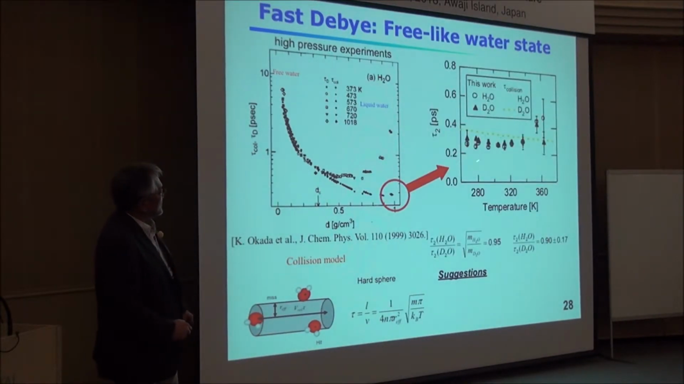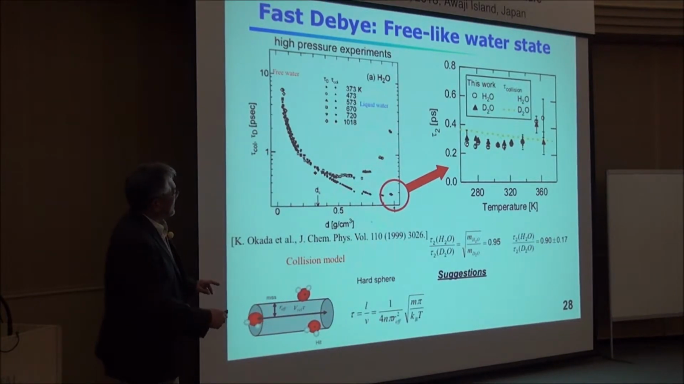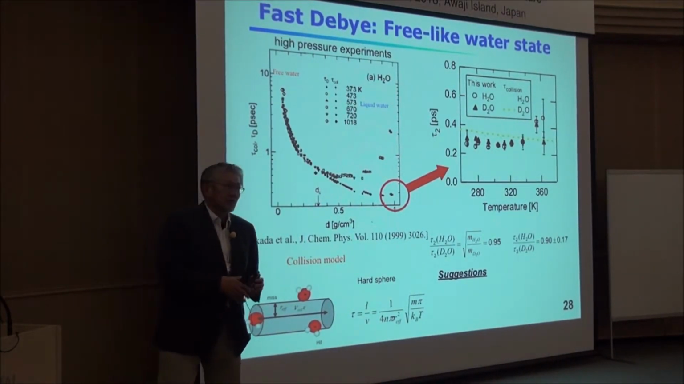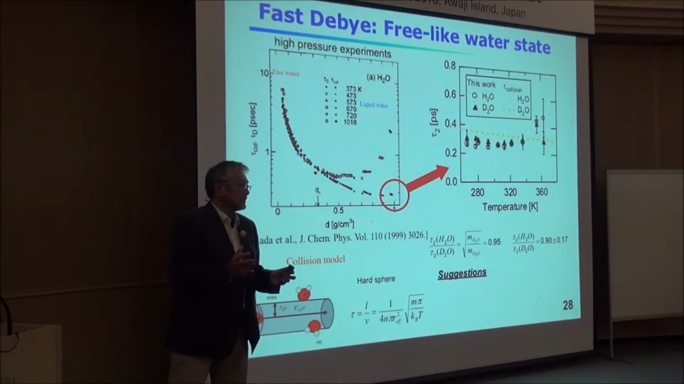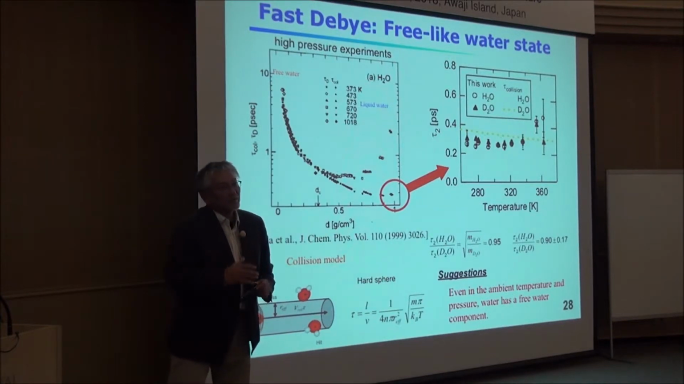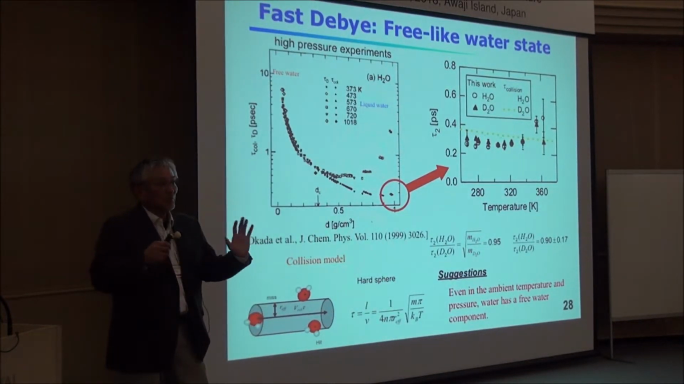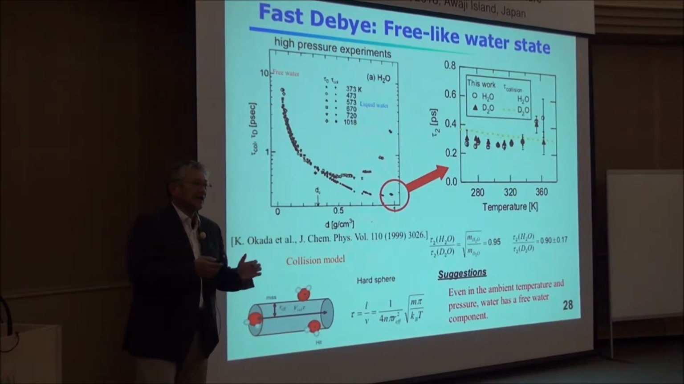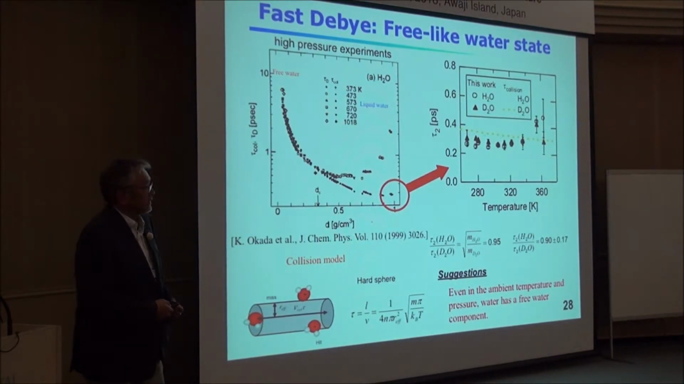And our result exists here, and this is almost the same as this free-like water state. So this means that we obtained the second Debye component. And one suggestion is that even at ambient temperature and pressure, water may have a free-like component, and it appears as a second Debye component like this.